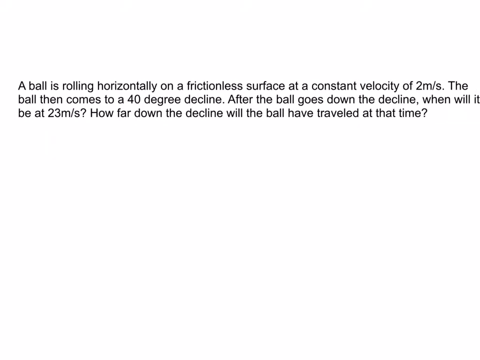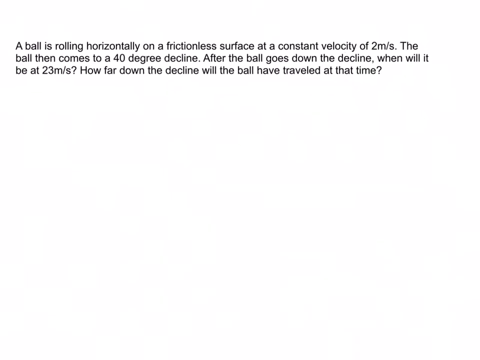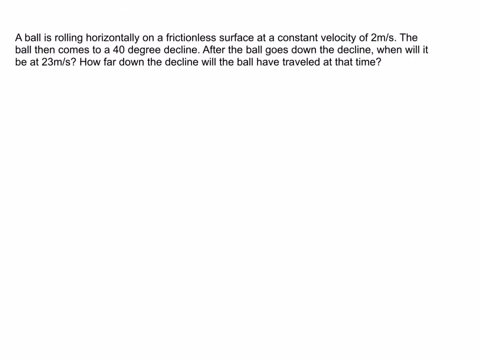Today's problem is right here. It says a ball is rolling horizontally on a frictionless surface at a constant velocity of 2 meters per second. The ball then comes to a 40-degree decline. After the ball goes down the decline, when will it be at 23 meters per second? Also, how far down the decline will the ball have traveled at that time?